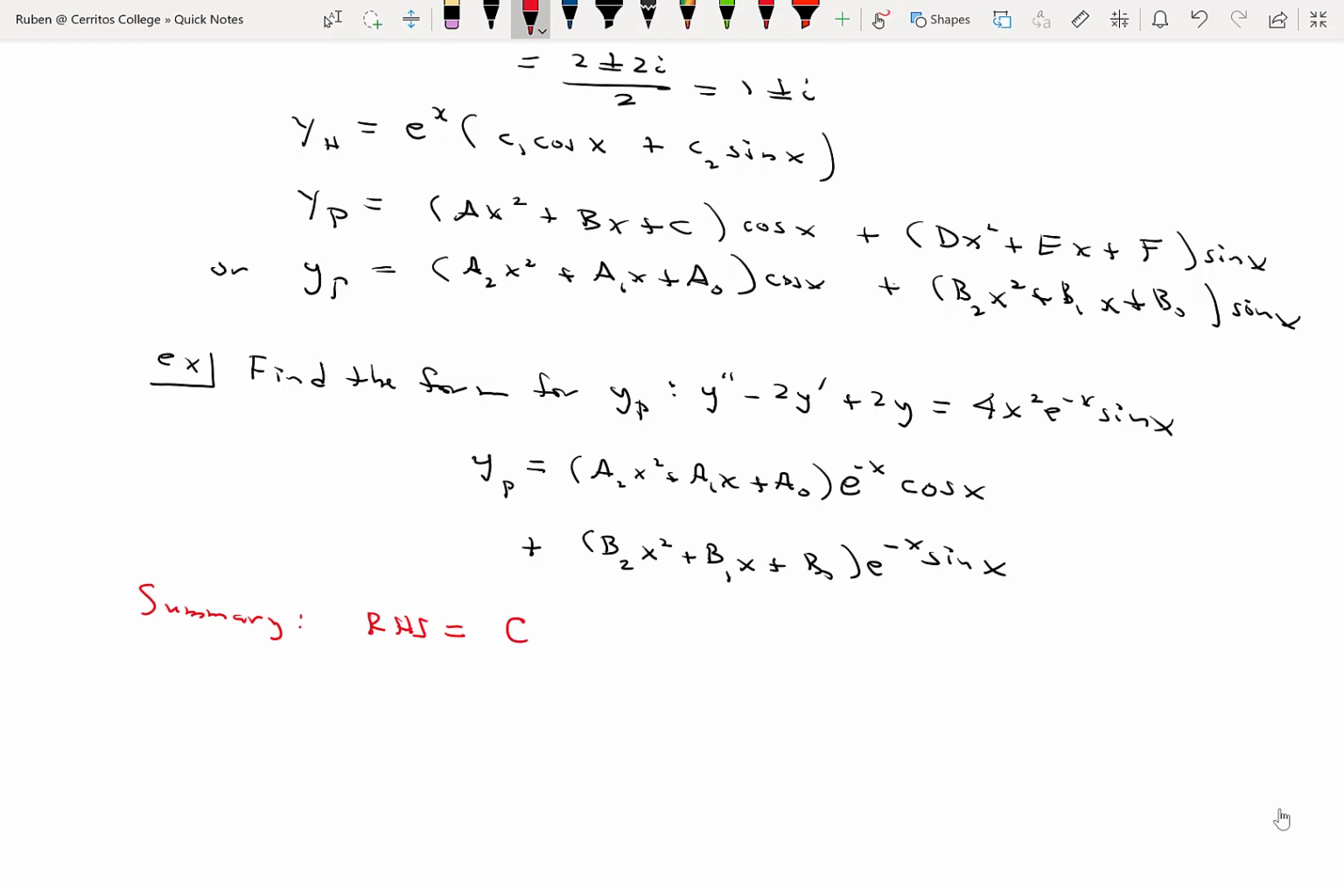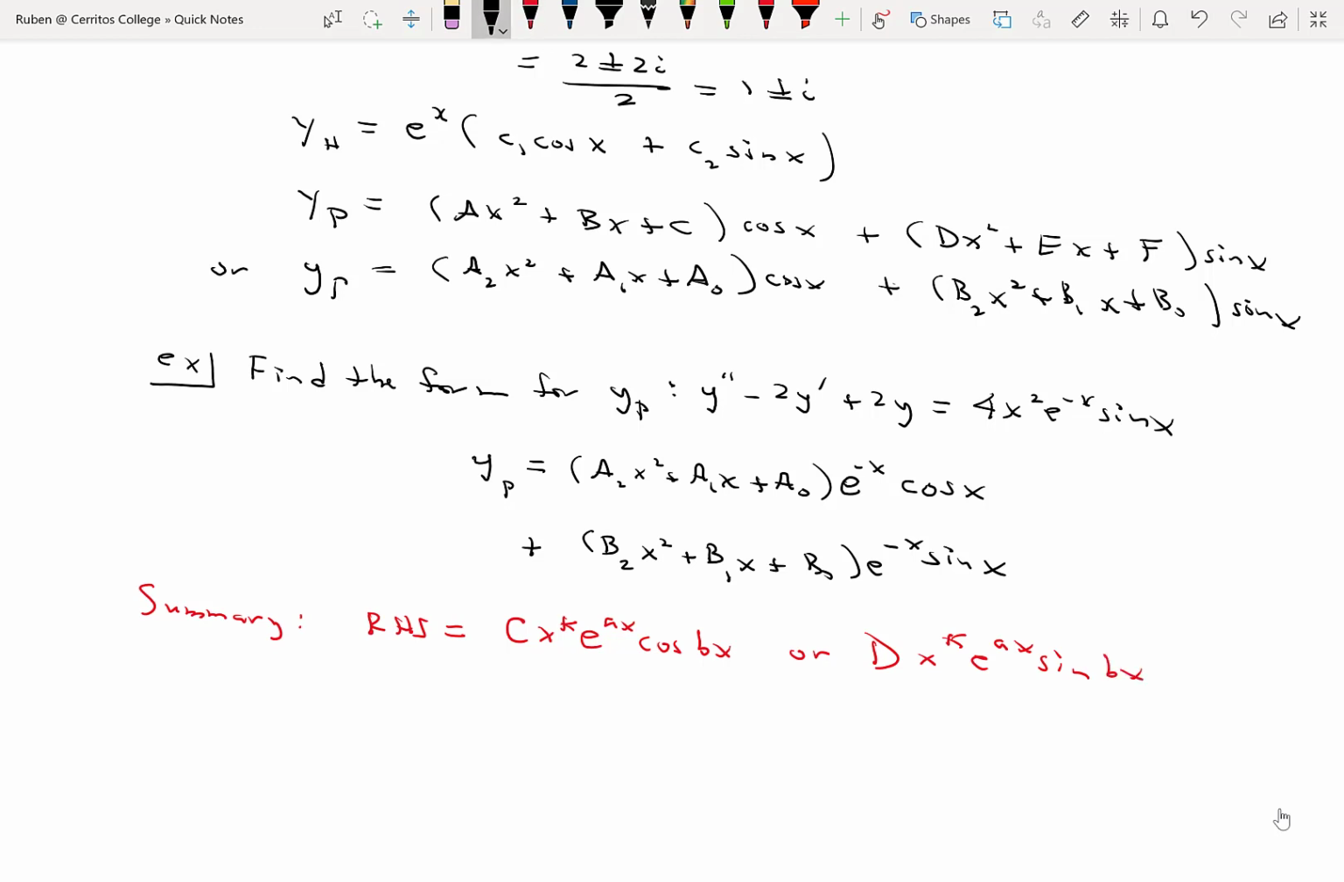Let's say c x to the k e to the ax sine. Actually, it doesn't matter which one we put first. I want to be consistent with my own notes though. Cosine, it doesn't matter which way we write first. Cosine dx or dx to the k e to the ax sine bx. Or possibly the sum of these two.